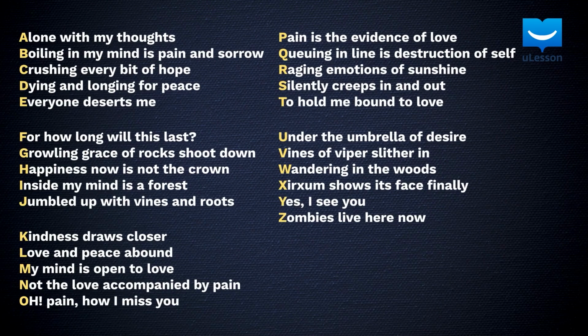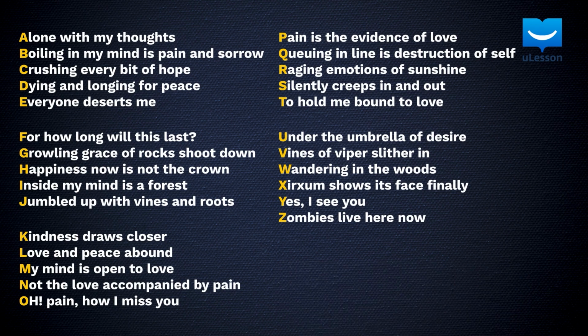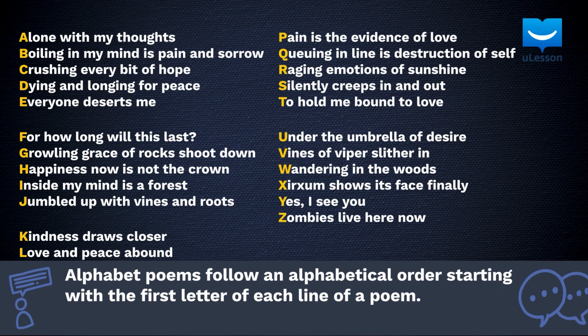That was quite long. Now let's start with the analysis. We will begin with the type of poem. While we were reading, did you notice anything at the beginning of the lines? Right, the poem is written using the English alphabetical order. This type of poem is called an alphabet poem. Alphabet poems follow an alphabetical order, starting with the first letter of each line of a poem.